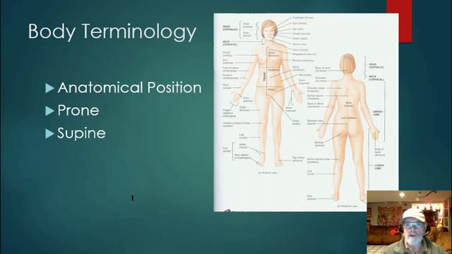Okay, that should be pretty easy to figure out. Anatomical position, like we have in the picture, and prone: if the front is facing downwards, such as lying on the stomach, that's a prone position. If the front is facing upwards, that's a supine position.